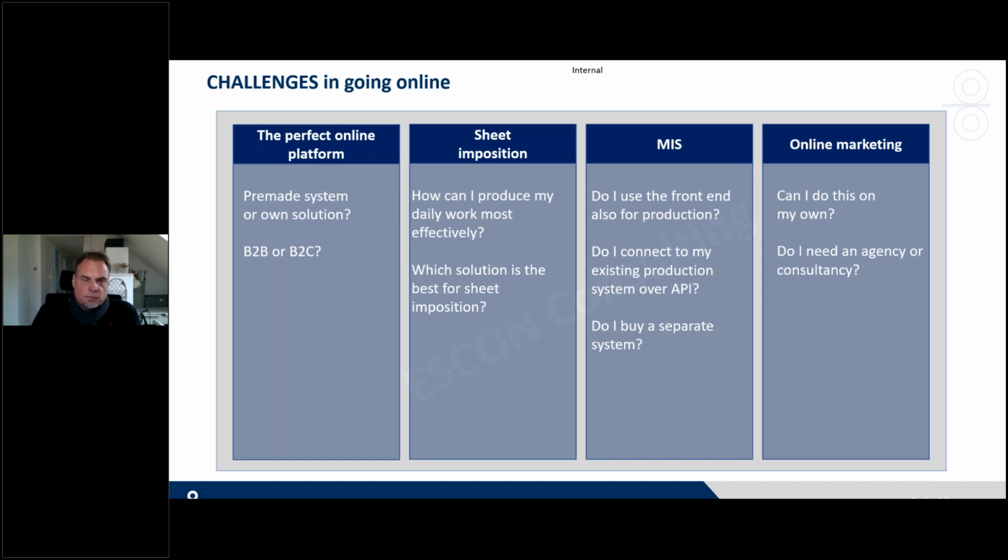Then for sure, a big challenge is still the MIS system. So do I use the front end also for production? This is because most of these pre-made web solutions already offer a light MIS system in the back. So you can start your first orders doing them over the pre-made solution.